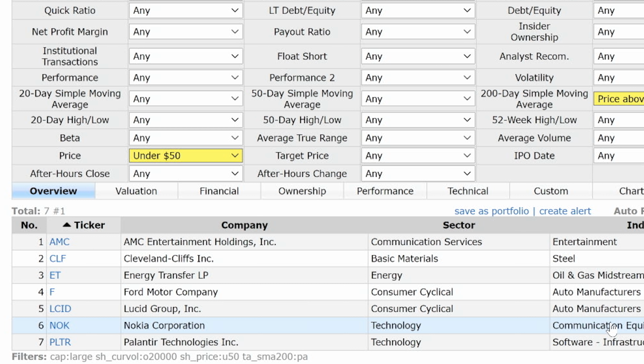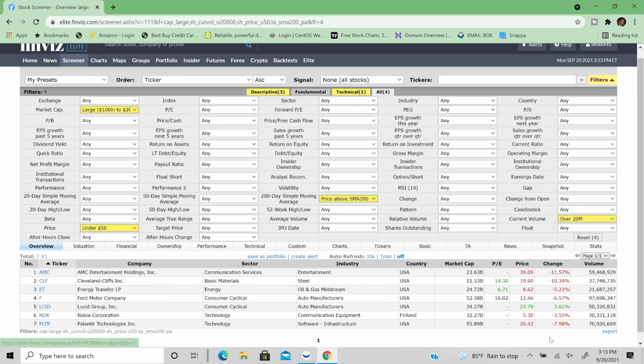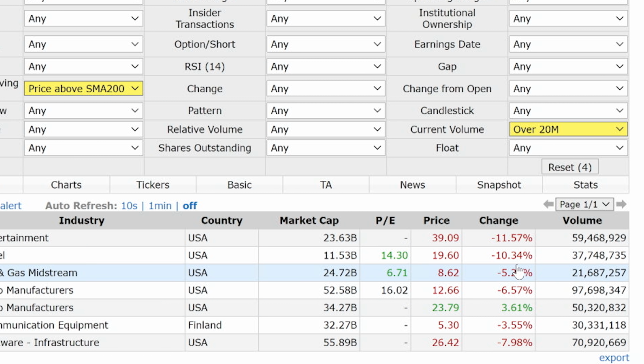These are all names that you've heard at one point or another, and you've probably stumbled across their chart. But what I like here is we're seeing a red day. We are seeing discounts, guys. 11% on AMC, 10% on Cleveland Cliffs. Ford is down nearly 7%, and Ford's a blue chip. What's this telling me? This is telling me that these are stocks that I want to put on my watch list because these are incredible deals.